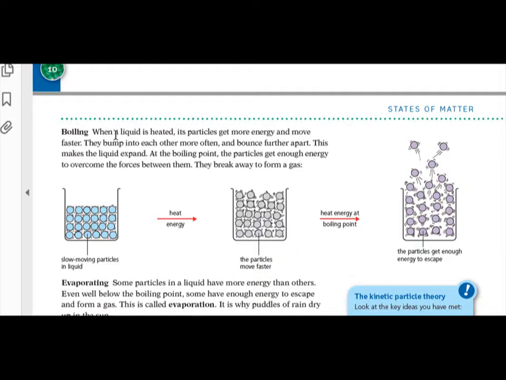When a liquid is heated, its particles get more energy and move faster. They bump into each other more often and bounce further apart. This makes the liquid expand. At the boiling point, the particles get enough energy to overcome the forces between them, and they break away to form a gas.